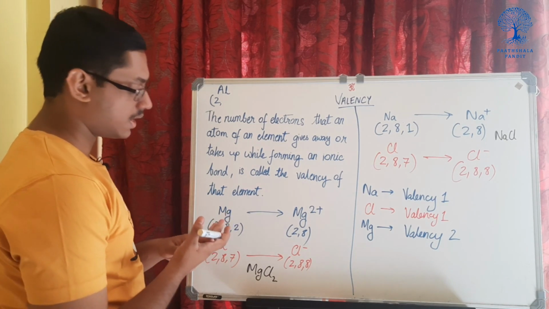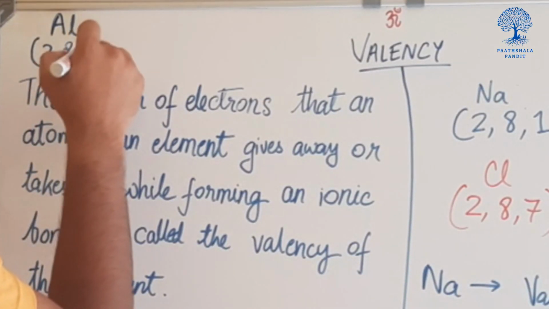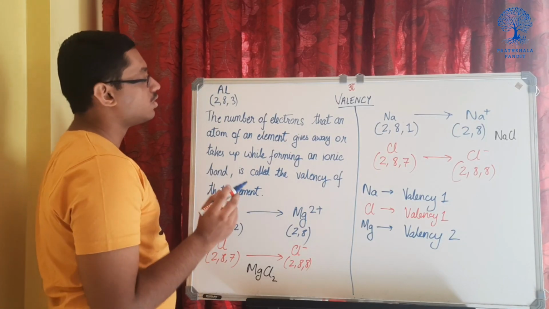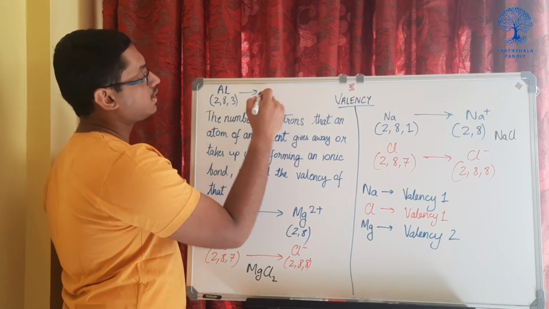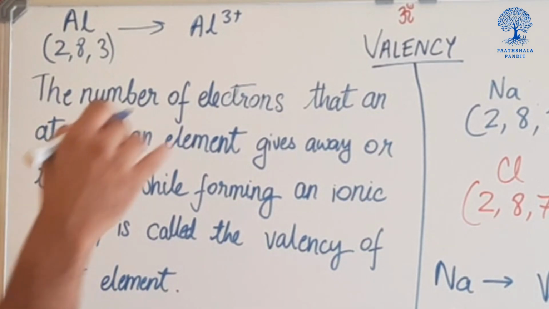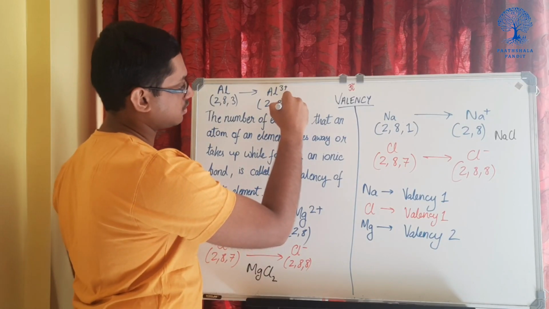Well, okay, it has 13 electrons in total. So 2, 8 and 3. Now it can give away 3 electrons to become Al3 plus, so that it becomes octet.